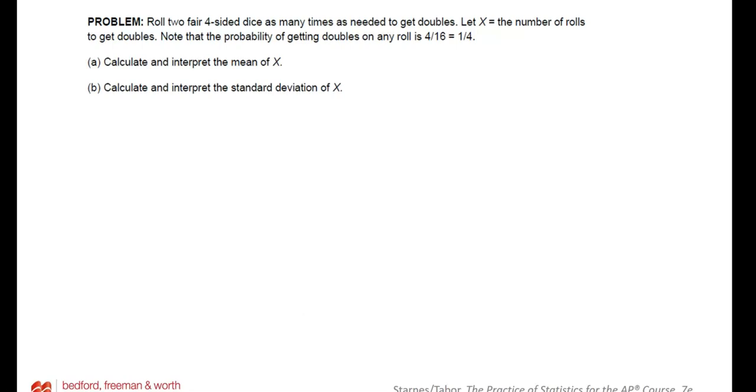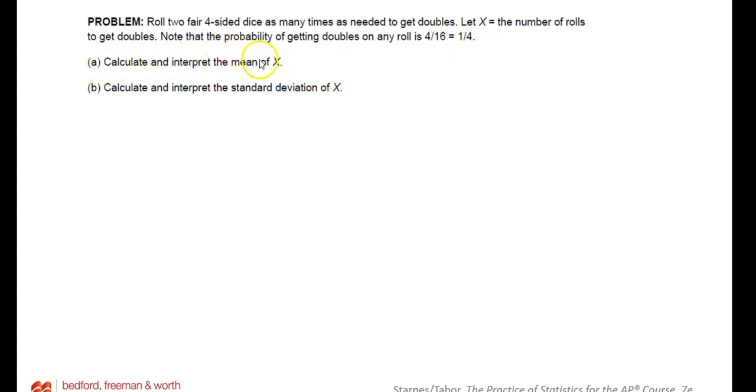Roll 2 fair dice as many times as needed to get doubles. Let x equal the number of rolls it takes. Note the probability of getting doubles in any roll is 1 out of 4. Is that true? That seems awfully high. I would have thought it's less than that, but we're going to go with it.